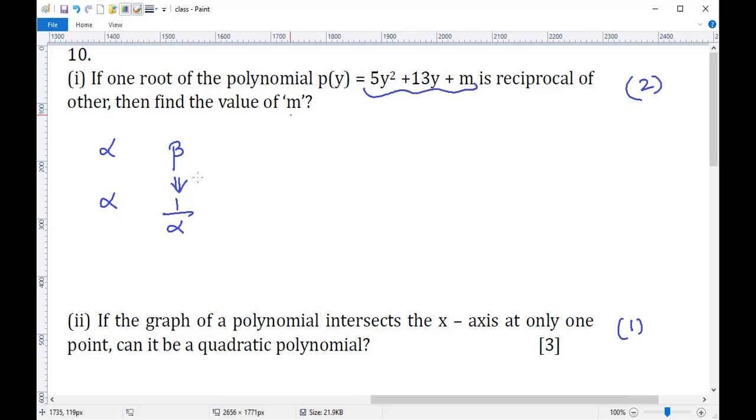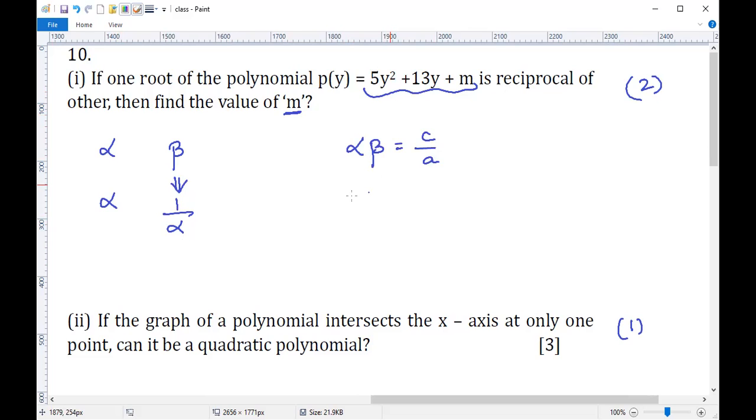So what can we do with alpha and beta? The easiest part here is adding and multiplying, because alpha and alpha cancel. Happy we can do that, right? So I'll take alpha beta is equal to C by A formula. Only then m will come, since m is in the position of C. So alpha into beta is equal to C by A.